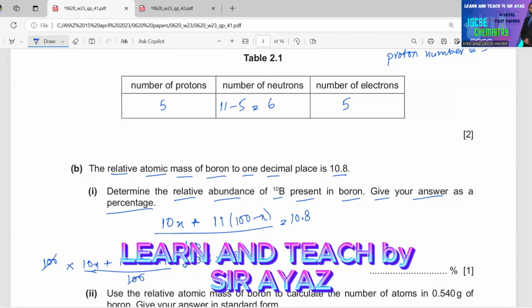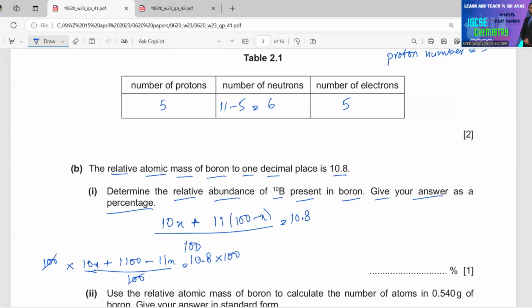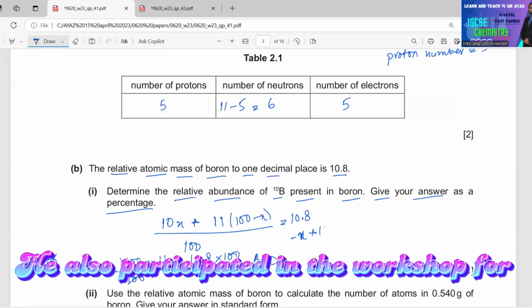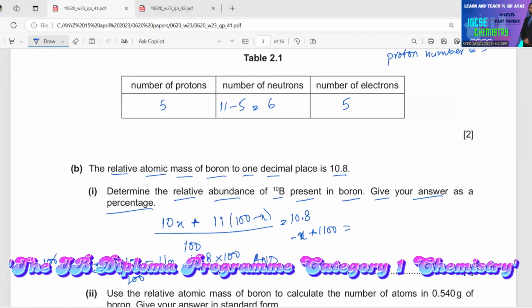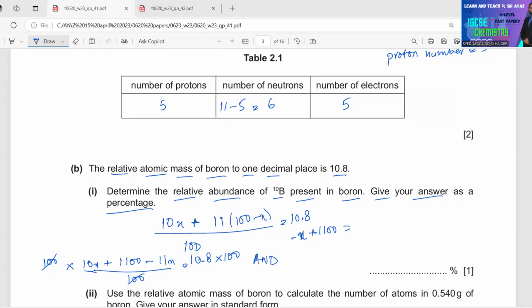It will be cancelled out. And solving the equation further, we will get 10x minus 11x gives minus x. And minus x plus 1100 is equal to 10.8 multiplied by 100. You will get what? 1080.